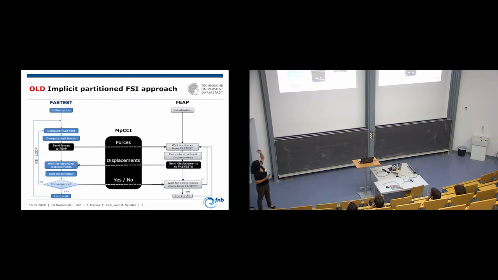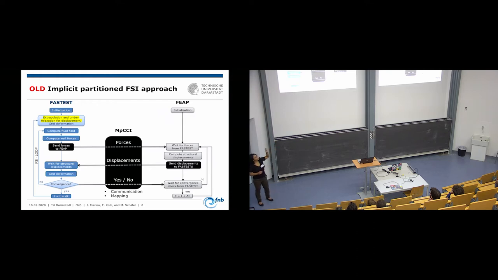FASTEST computed the fluid field, after that the forces were determined and sent through MpCCI to FEAP. After that, FEAP takes these forces as boundary conditions, calculates the deformation of the structure, and sends it again to FASTEST through MpCCI. In 2006, MpCCI was only used for communication and mapping, and the control of the FSI loop was within FASTEST. The extrapolation and under-relaxation to accelerate the coupling were also implemented in FASTEST.